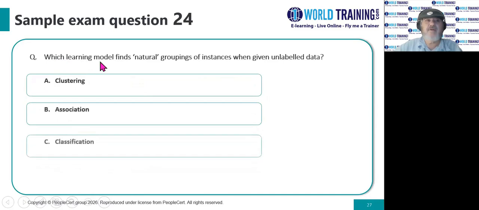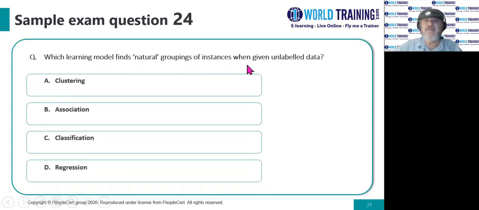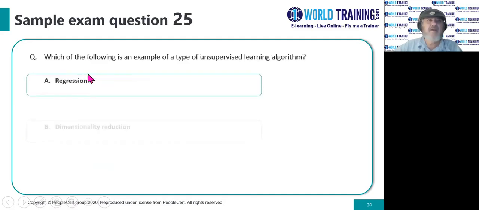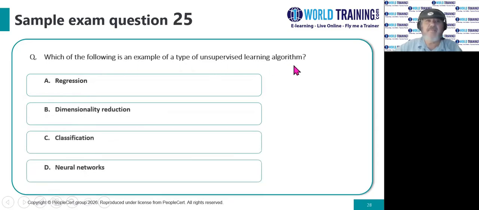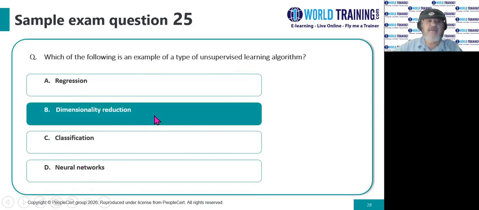Question 24, which learning model finds natural groupings of instances given unlabeled data? Clustering, that's a good answer. Association, no. Classification, no. Regression, no. So I'd say A, clustering. Which of the following is an example of a type of unsupervised learning algorithm? Okay, this is again, maybe a detail that you might have to look up, but it wasn't regression. Dimensionality reduction was on the list, yes. Not classification or neural network. So B, dimensionality reduction.